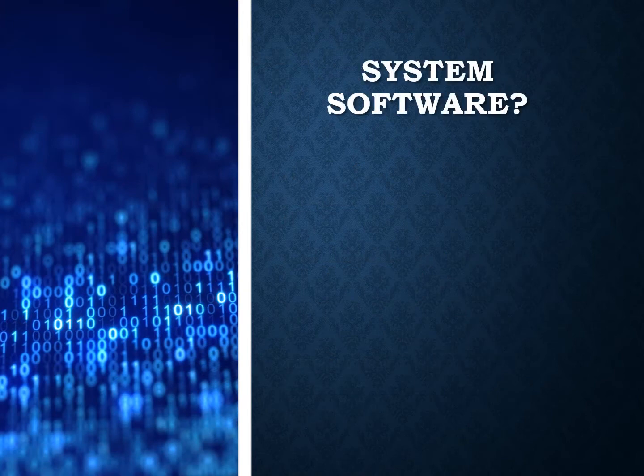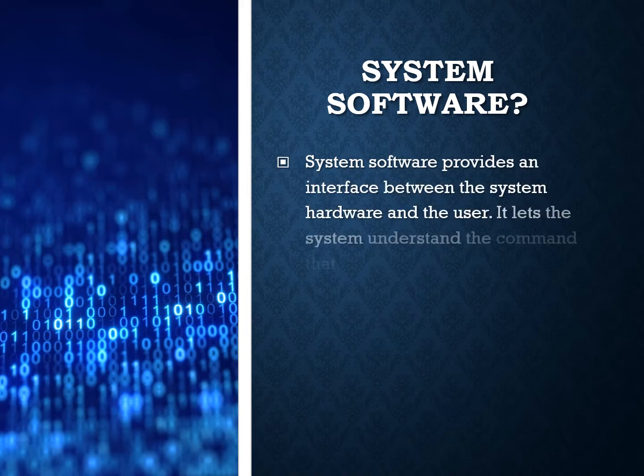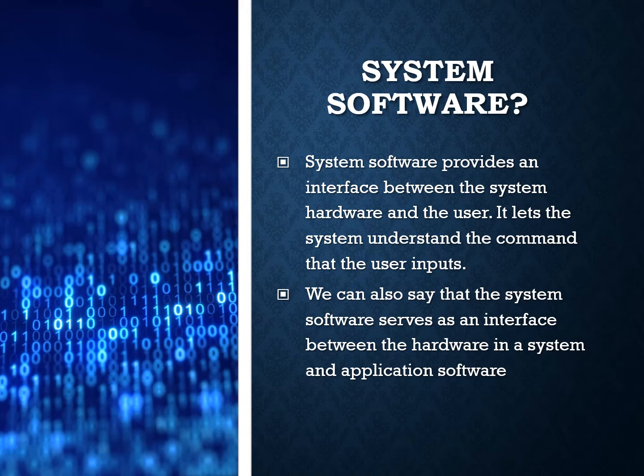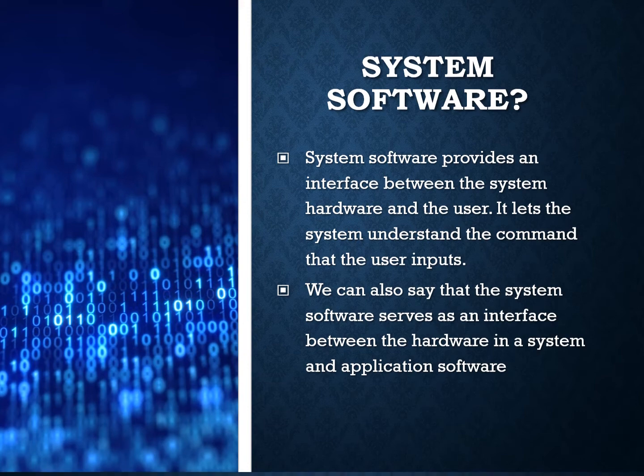Now let's understand what is system software. A system software provides an interface between the system hardware and the user. It lets the system understand the commands that the user inputs. We can also say that the system software serves as an interface between the hardware in a system and application software.